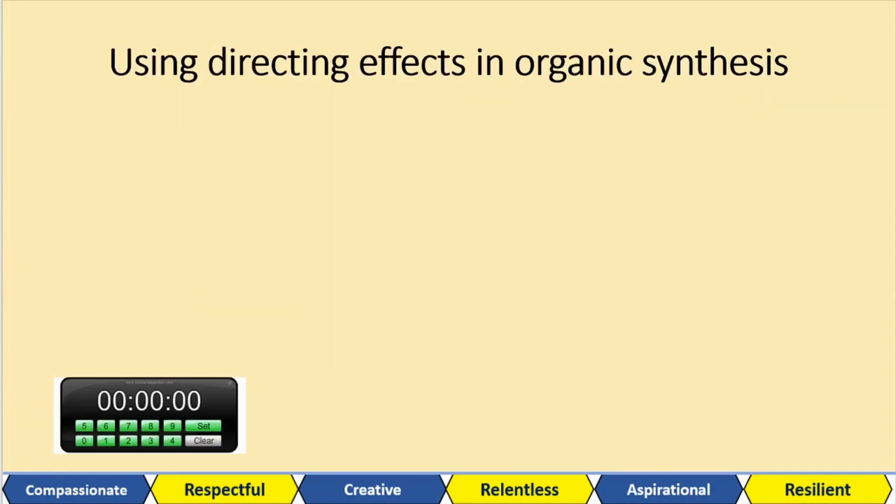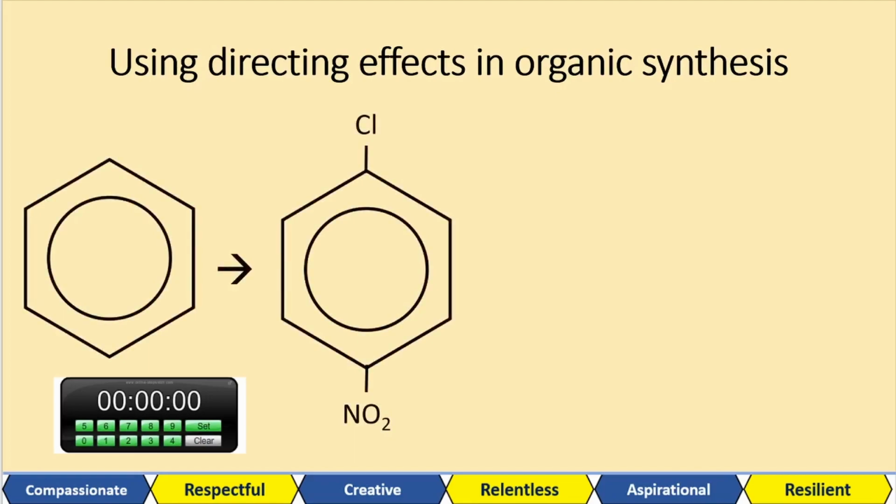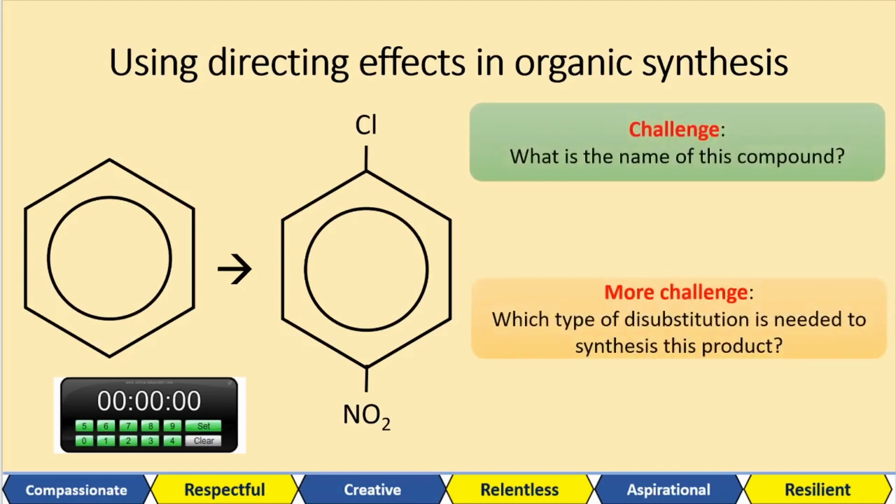Alright, so the reason why directing groups are important in organic synthesis is because we want to create specific compounds, and using directing groups can help us place atoms or groups of atoms in specific locations around our arene. So for example, we start off with benzene and then we have this compound here. Have a go at these challenge questions, okay?